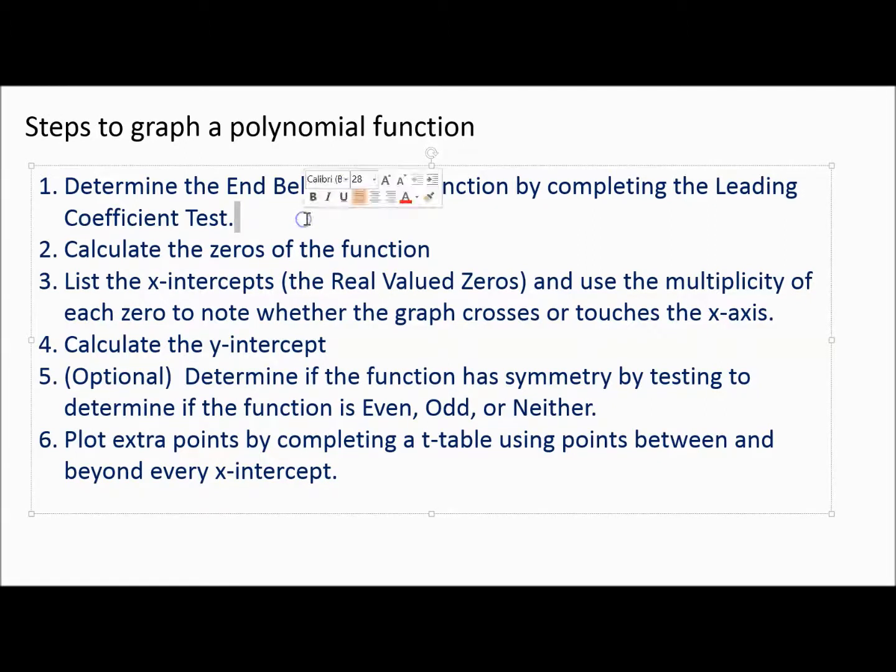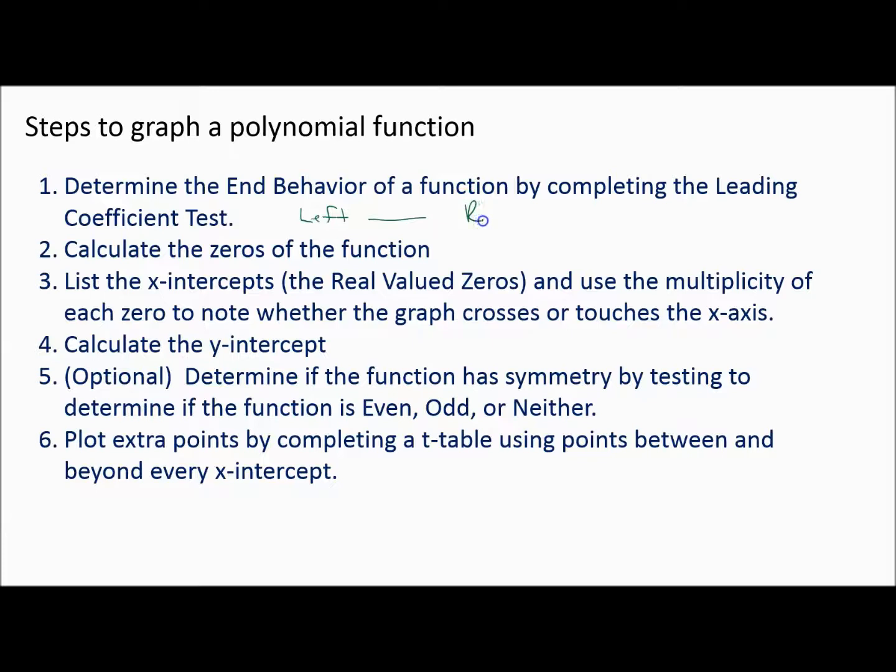So remember, to do that, we have to look at the degree and look at the value of the leading coefficient. If it's an even degree, they're either both up or both down. If it's an odd degree, one side's up and one side's down, and use the leading coefficient to determine which.